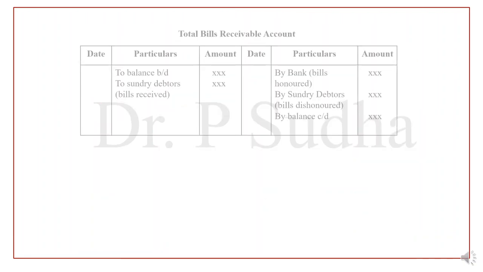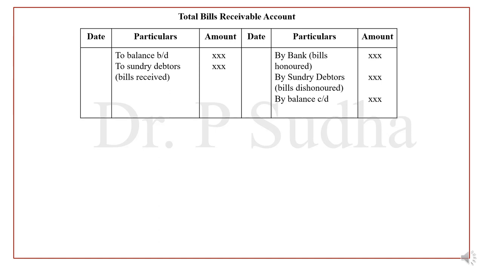Clear? Moving on to the bills receivable account. This account is again, bills receivable is an asset. This is an asset. So the asset opening balance will be in the debit, closing balance will be in the credit. And if the value increases, we will debit it. If the value decreases, we will credit it. This is the logic of an asset account. Okay. So opening balance we have recorded.